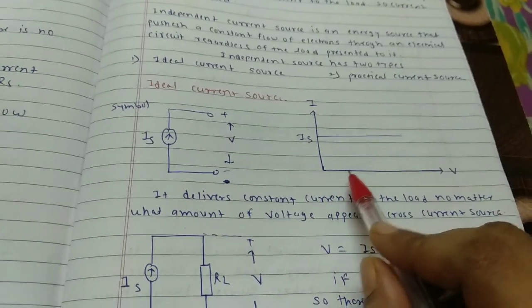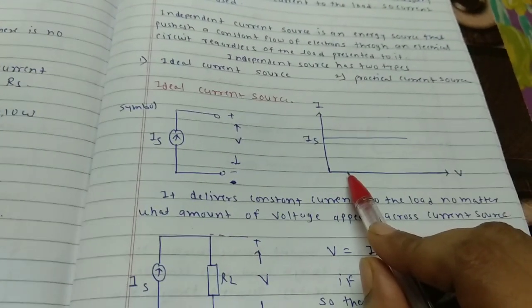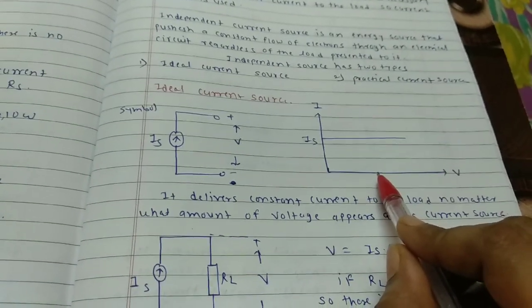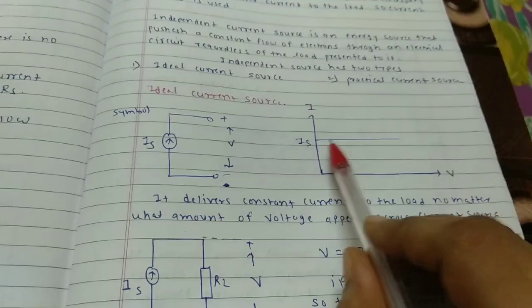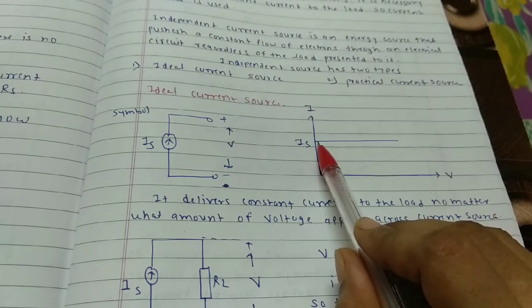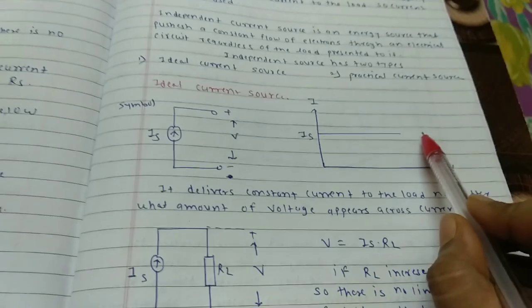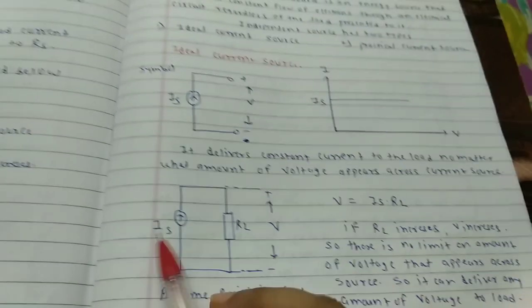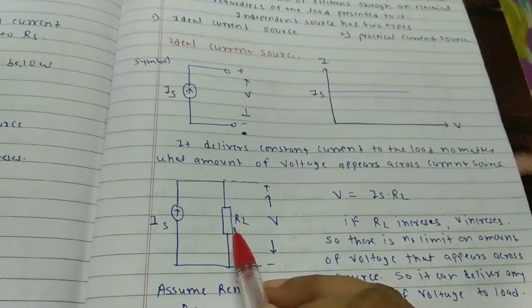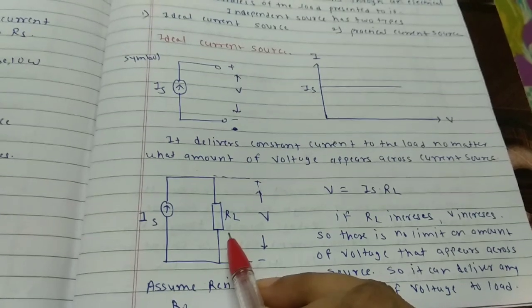So here the voltage is less. If we increase the voltage, if we start going on an increase in voltage, there is no effect on the source current. The source current remains constant. Okay, now let's connect a load resistor over here. Is is the current source and RL is the load resistor that is connected.